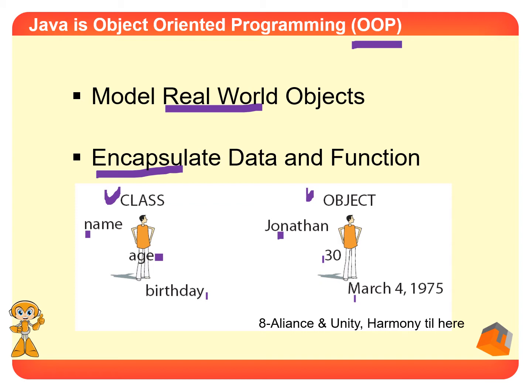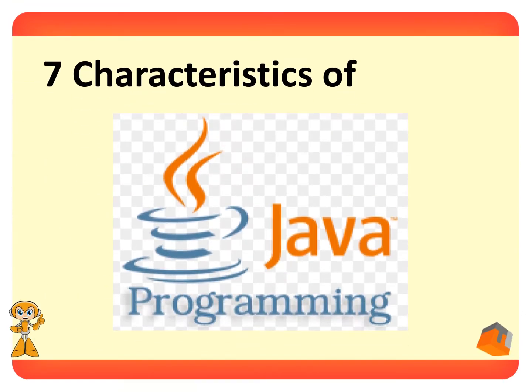class and object. Example of a class here is a person. Then what's the name of the person? The name here is Jonathan, and the age is 30. Birthday is March 4. So Jonathan, 30, and March 4 refer to the object. Name, age, and birthday refer to the class. What are the 7 characteristics of Java programming?